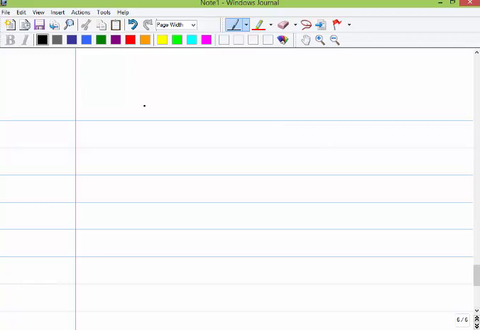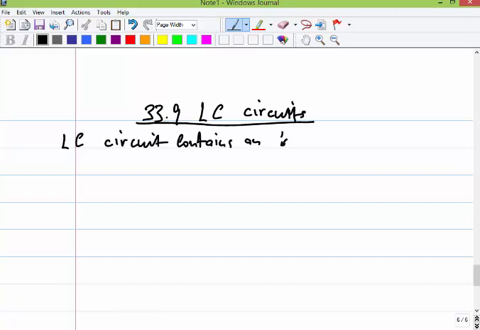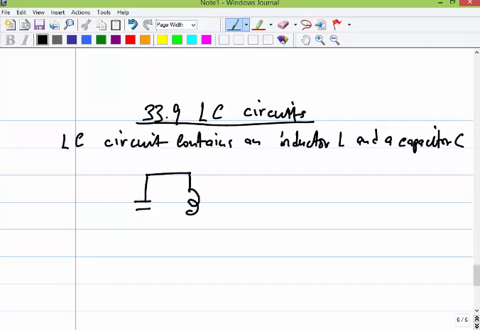This is 33.9, the LC circuit. The LC circuit obviously contains an inductor and a capacitor. So we have an inductor L and a capacitor C. Let's put it together. We have a capacitor like that, connected to an inductor. The capacitor will have a certain charge Q on it, and the inductor has inductance L.